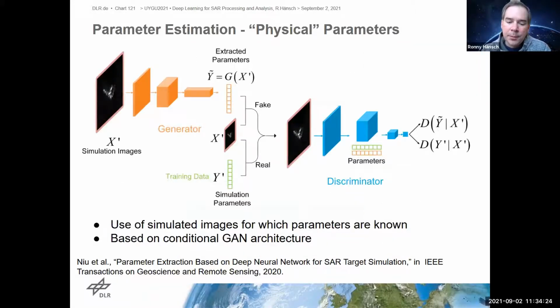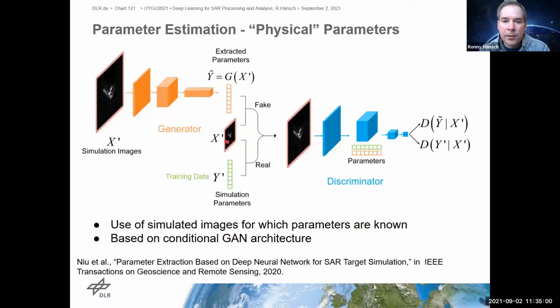Now, they experimented with different models. The one that worked best at the end was a GAN architecture, a conditional GAN architecture, where you have a generator. You put your input image, your simulated image during training, into this generator. The generator will estimate the simulation parameters. And then you use the simulated image together with the estimated parameters in a discriminator, and the discriminator needs to decide, given this simulated image, are those parameters real or not, right?